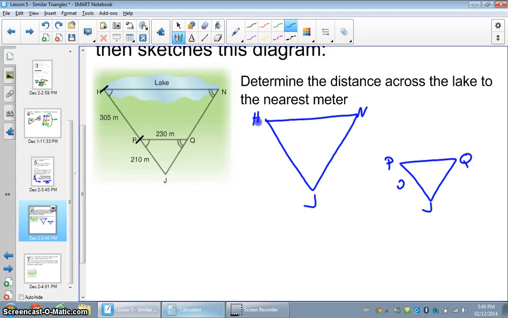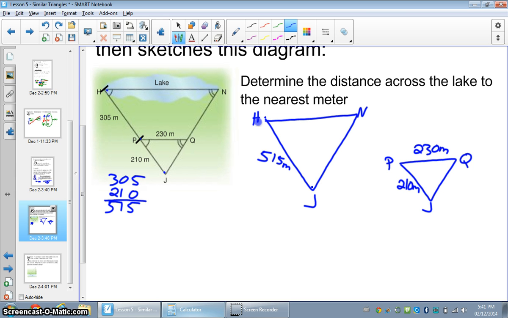I know that this one is 210 meters long from J to P. Now from J to H, I need to go 210 plus 305 more. So it's 305 and 210 give me 515. So this one here is 515 meters long. Okay, and I also know that right here is 230 meters.